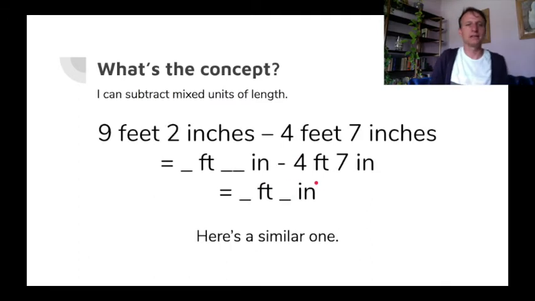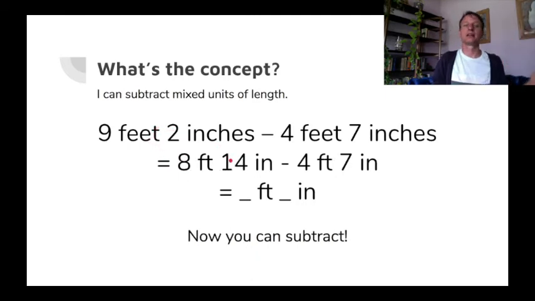Beauteous. 9 feet, 2 inches minus 4 feet, 7 inches. And again, the reason we need to decompose and regroup here is we can't do 2 minus 7. All right, so 8 of those feet we're going to leave alone. The 9th foot we're going to decompose or bust out as 12 inches with the 2 inches already present. So 8 feet left alone and 14 inches. Now we can subtract. 8 feet minus 4 feet leaves 4 feet. 14 inches minus 7 inches is 7 inches.